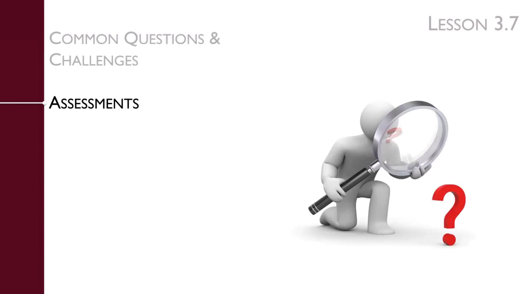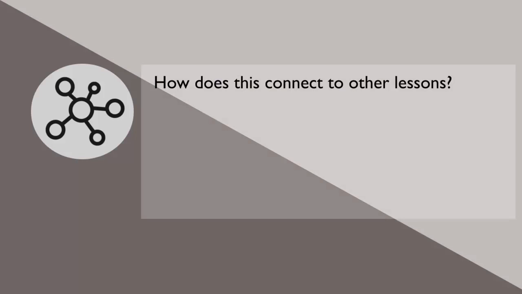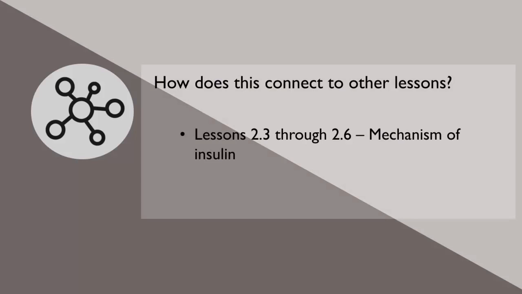At the end of this lesson, students should be able to explain the primary cause of abnormal blood glucose concentrations, too little or too much insulin. Students should have already learned about the mechanisms of insulin in lessons 2.3, 2.4, 2.5, and 2.6.